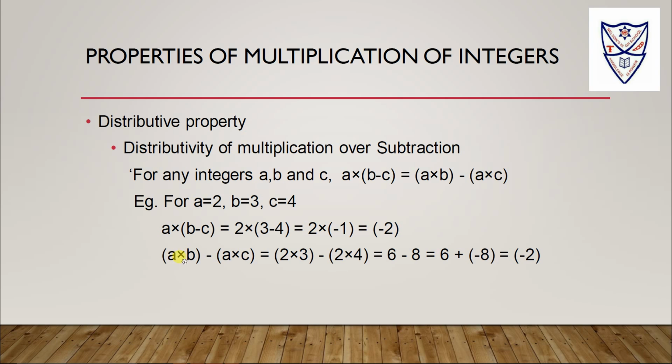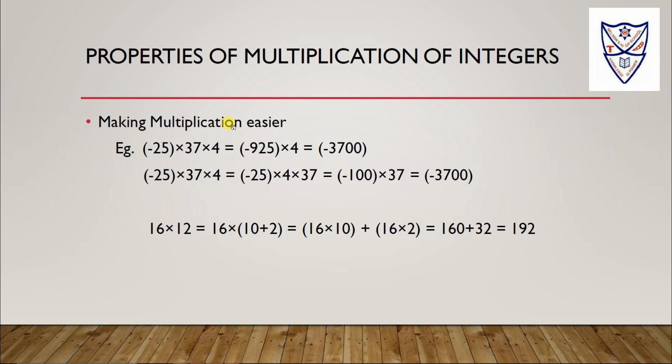Another side, a multiplied by b minus a multiplied by c. Put the values of a, b, c. That is 2 multiplied by 3 minus 2 multiplied by 4. 2 3s are 6, 2 4s are 8. That is 6 minus 8, that is equal to 6 plus, in the bracket, minus 8, which at the end is minus 2. So this is called distributivity of multiplication over subtraction. Here a multiplied by, in the bracket, b minus c is equal to a will multiply with b minus a will multiply with c, that is a multiplied by b minus a multiplied by c.